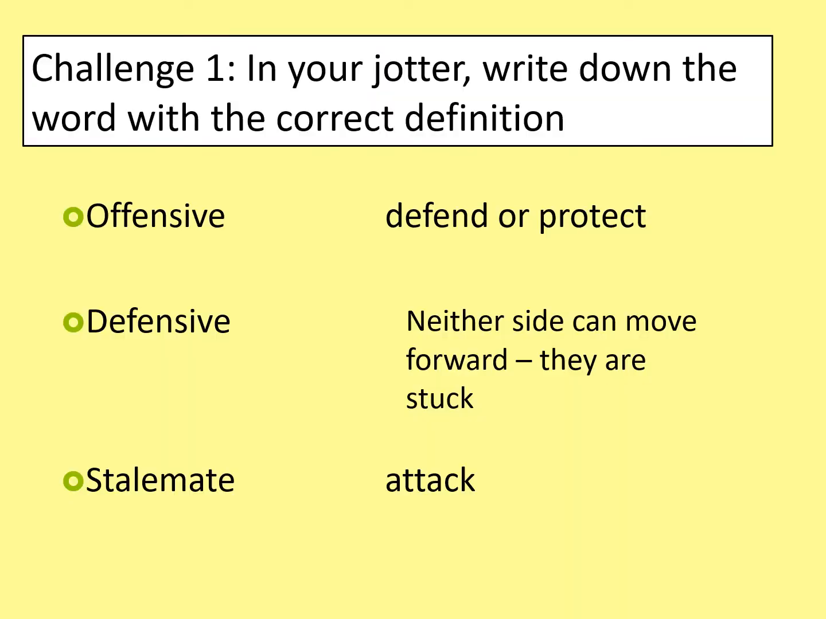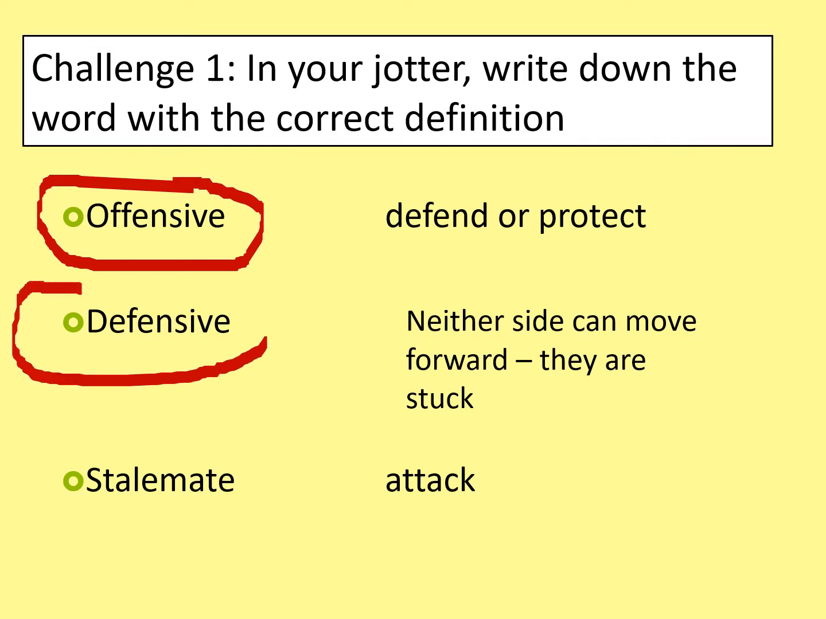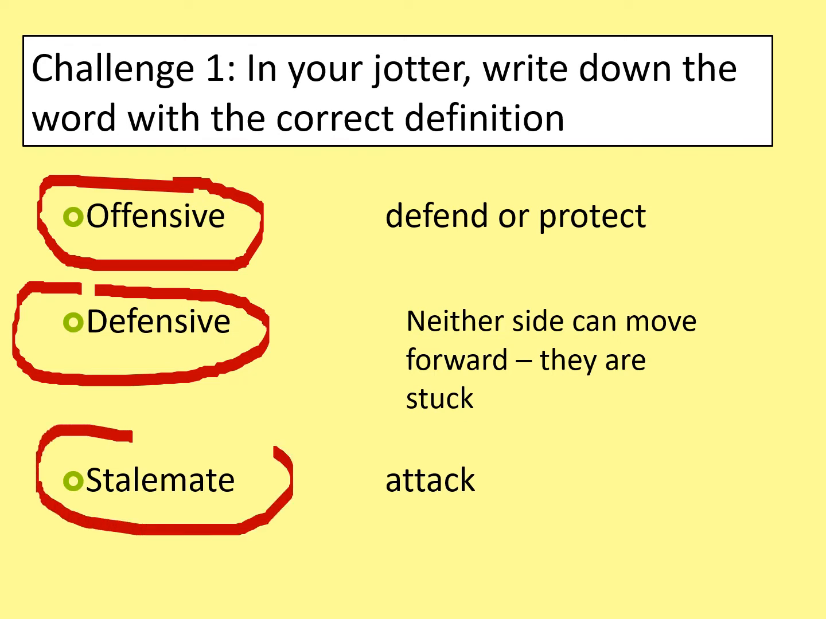Your very first challenge, because there are some keywords that you need to know, is to write down these 3 words on the left-hand side of your document. So you've got offensive, you've got defensive, and you've got stalemate. Now, on the right-hand side, you have got 3 definitions. Now they're mixed up, so what your first challenge is to write down the word offensive and match it to the correct definition.